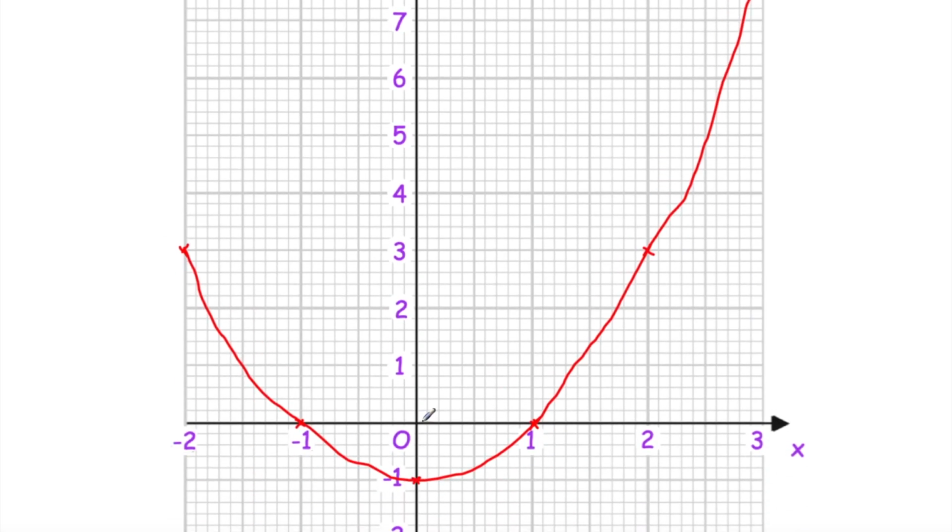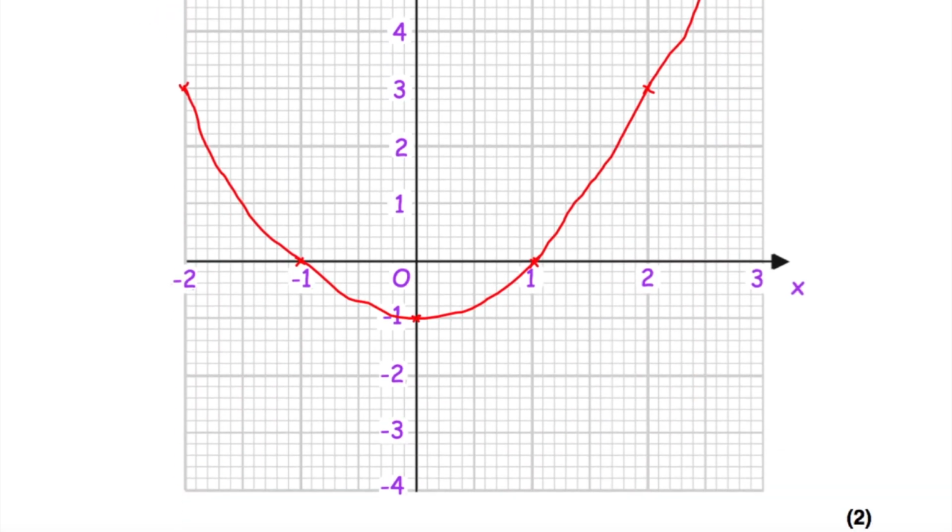It has the minimum point there at 0, -1. And that's it. That's our graph. We've plotted our points and we've drawn a nice curve through them. And I've done the best I can on the computer here. And that's it. Okay, let's look at our next question, question number 3.